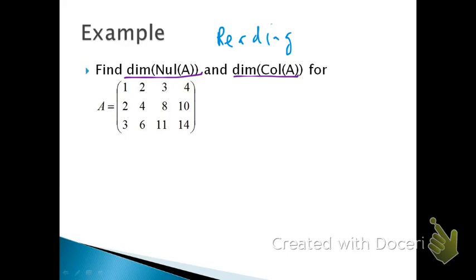Keep in mind this is actually a simple task. We want to start by putting this in row echelon form. Once we have it in row echelon form, we can find out our pivot columns, and of course, by definition, our pivot columns will be the dimensions of the column of A. And then we find our non-pivot columns, and the number of non-pivot columns will give us the dimensions of the null of A. So put this in REF. You should be able to do it by hand. If not, you're welcome to use software.